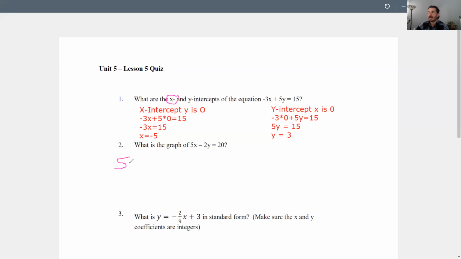So for my x-intercept, I'm going to plug in a 0 for y. So negative 2 times 0 is 0. So I know 5x equals 20. What do I need to multiply 5 by to get to 20? X is 4. So I have a point at 4, 0.